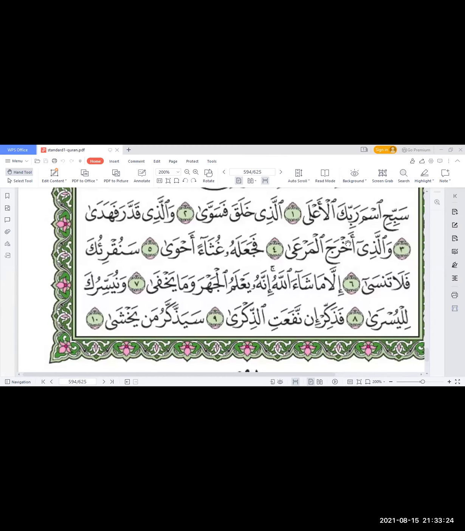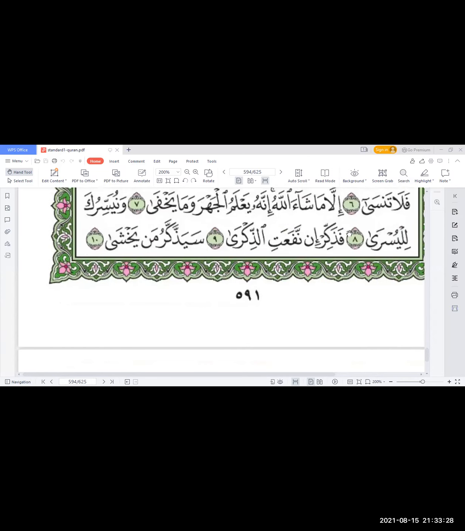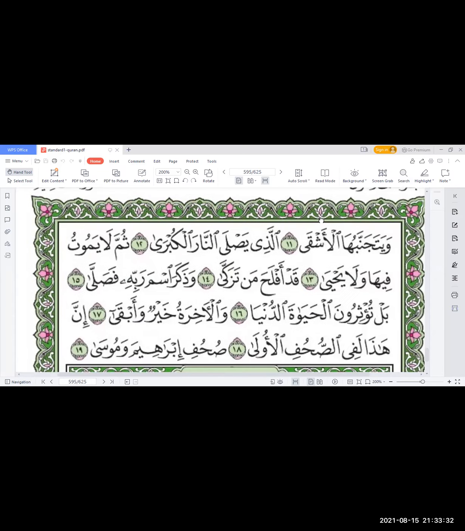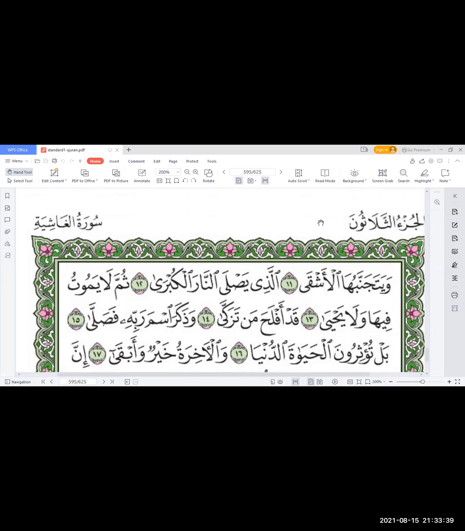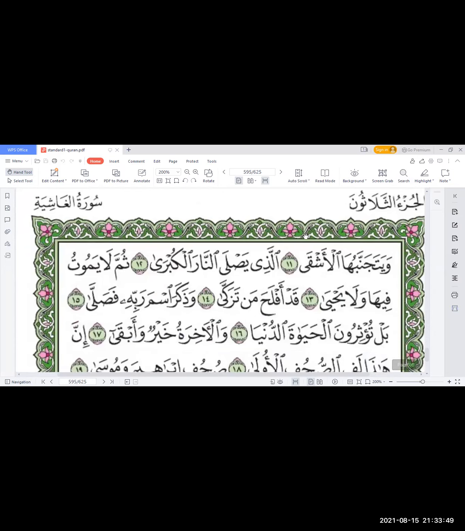Where did we stop? Which ayat do you remember? I don't remember. Ayat Janabul Ashko, before that, right? Stop somewhere. Okay, let's continue. That Yashah is done. Okay, let's start it.